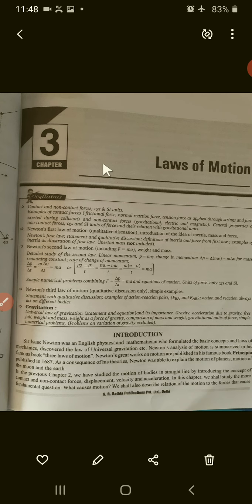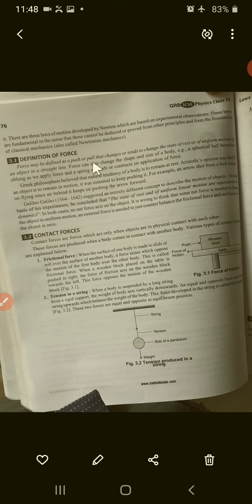For study of the law of motion, we have to know what force is. So, first of all, we will study force. Force is nothing but a push or pull which can change the shape and size of the object. It can change the direction of the object. It can change the speed of the object. Yes, it is a push or pull.